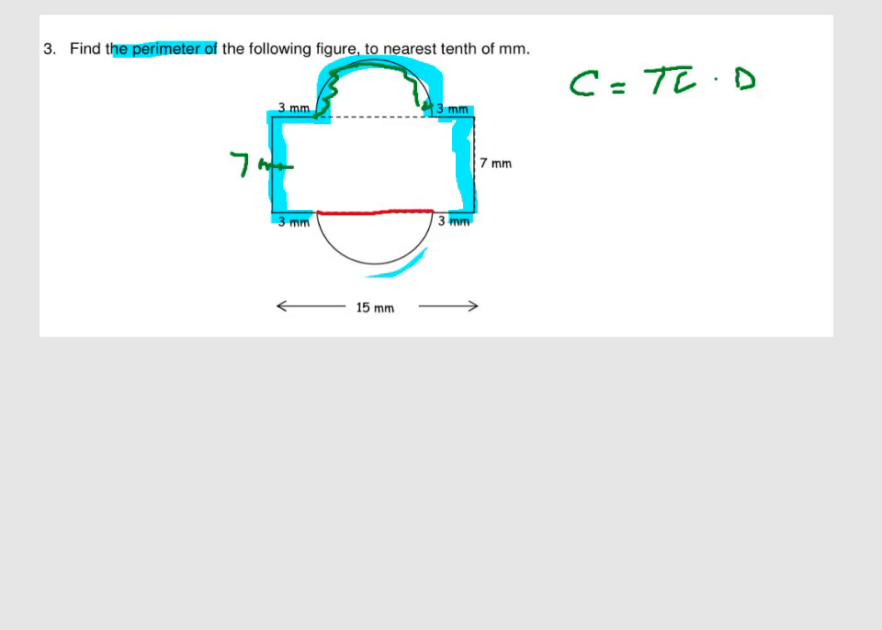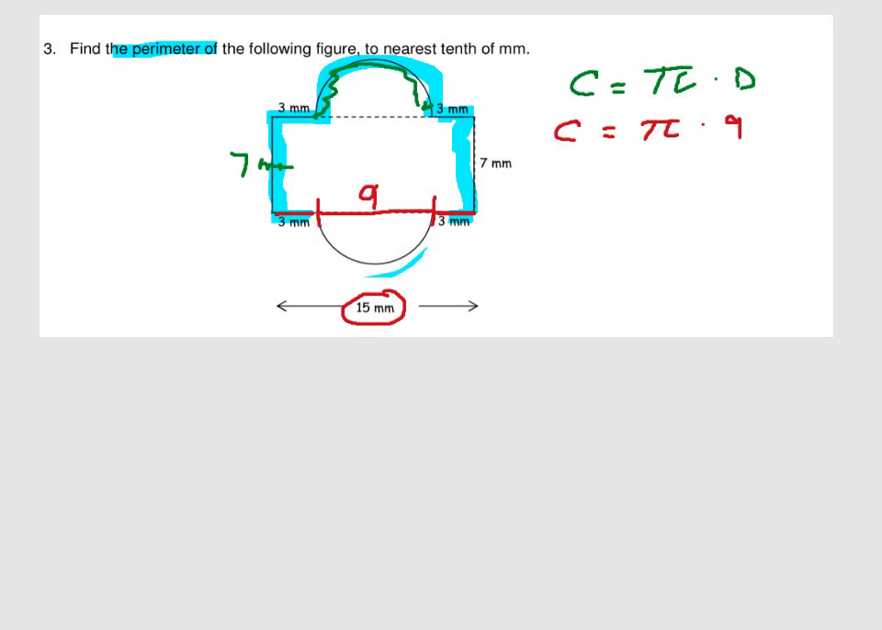We've got to figure that out first. Well, the whole length of the bottom is given as 15. So 15 minus this piece, 3, minus this piece of 3, 15 minus a grand total of 6 would leave me with the distance across the center of the circle as a 9 millimeter length. I'm going to translate that into my formula. Therefore, the circumference is going to equal the value of pi times 9.